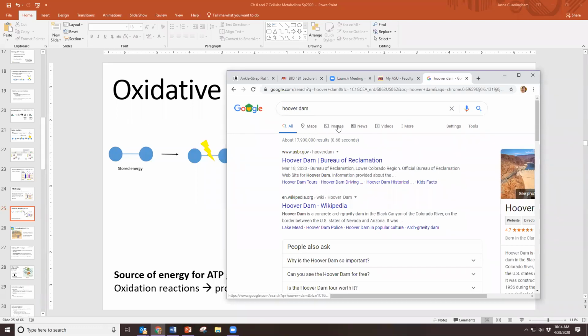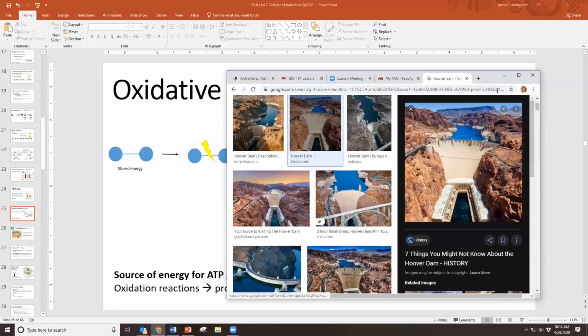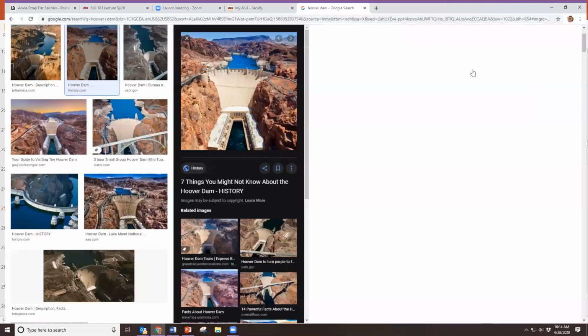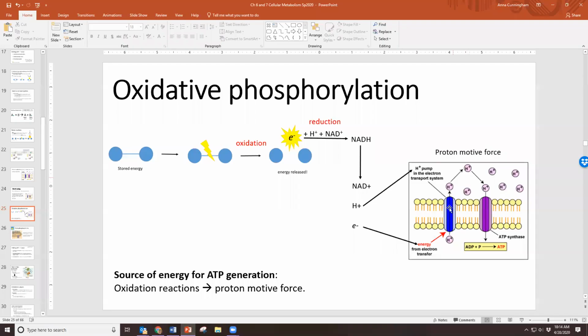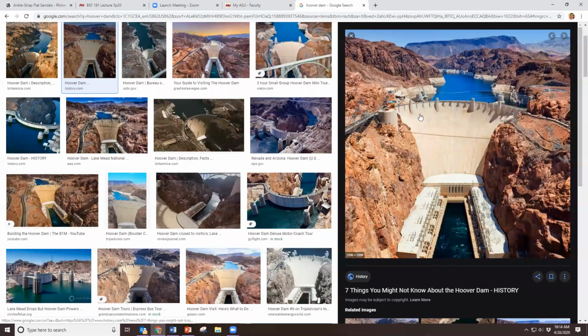I want you to think about a dam, like the Hoover Dam. Whenever you're thinking about a membrane holding back a lot of molecules, you can equate that to a dam holding back a lot of water. So obviously there is a ton of potential energy held back behind that dam. If we were to open that dam, that potential energy would come flying through, and that would be kinetic energy.